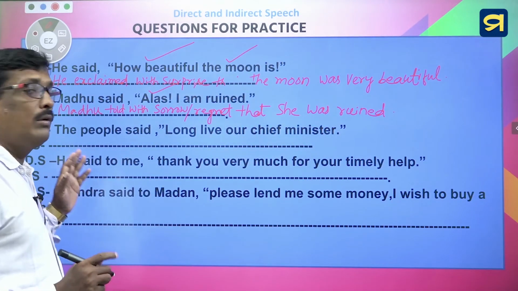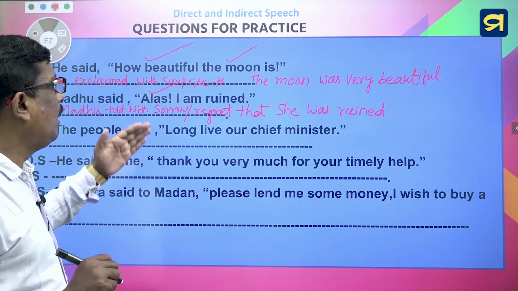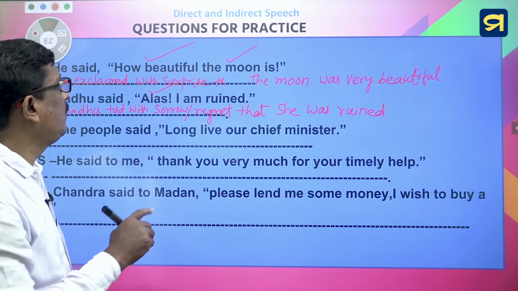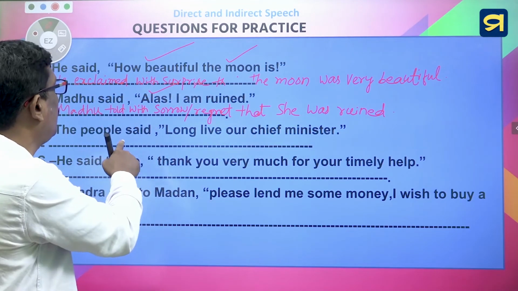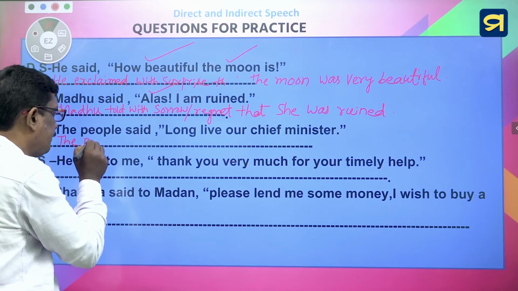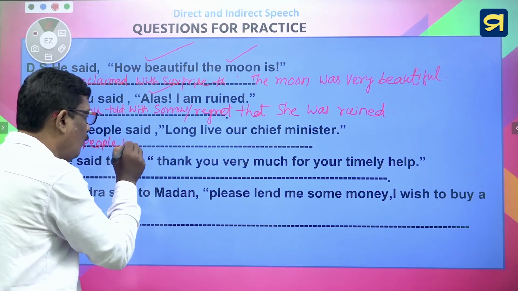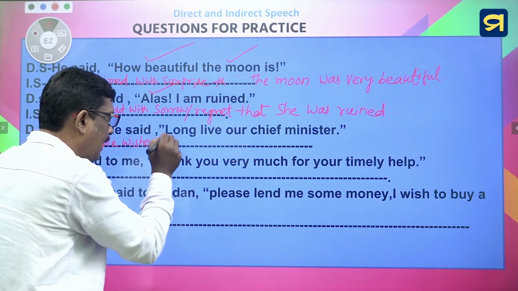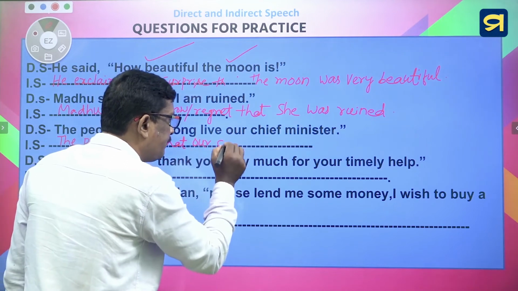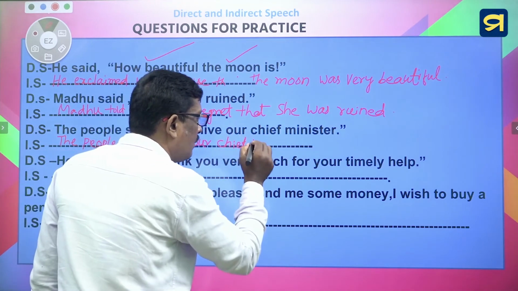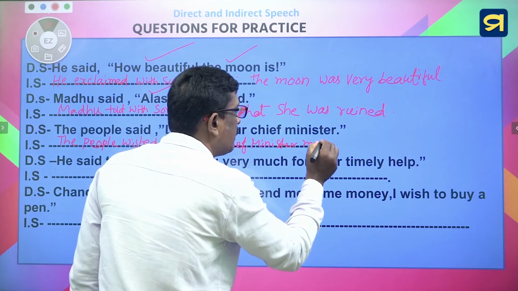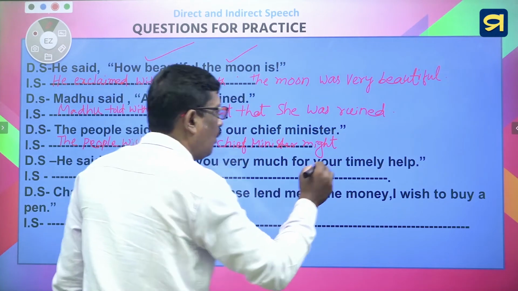Okay? Very good. Number 3. The people said, "Long live our chief minister." Change the sentence from direct speech to indirect speech. Good. The people wished that our chief minister might live long.